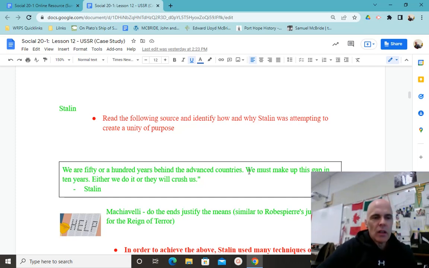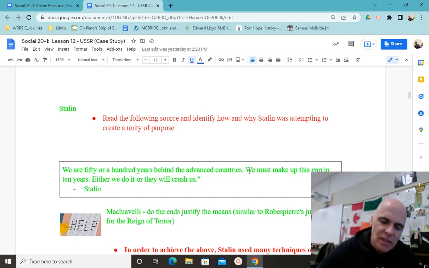So Stalin is going to attempt to recreate the Soviet Union, or maybe not even recreate. He's going to attempt to create something new, in the sense that he makes this observation that we, the Soviet people, are 50 or 100 years behind the advanced countries. When he says advanced countries, he's talking about Germany and France and Britain and America and even Japan. And he knows that these are his rivals, potential economic but also military rivals. And he understands that because they're 50 or 100 years ahead, we must make good. We must make up this gap in 10 years, or we will be crushed.